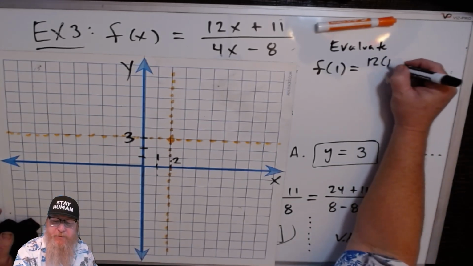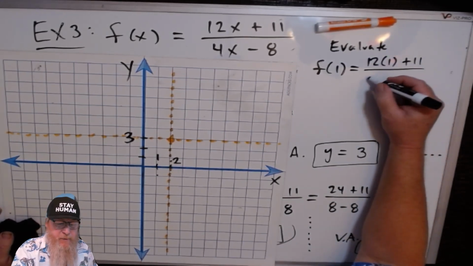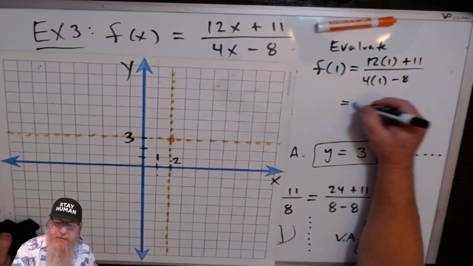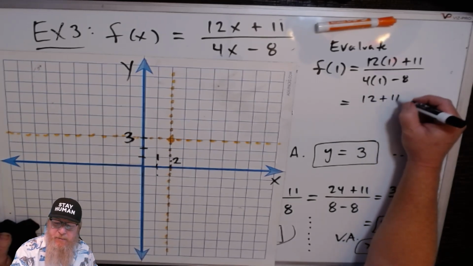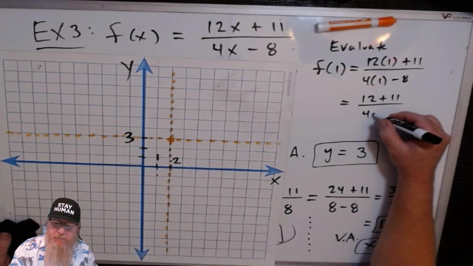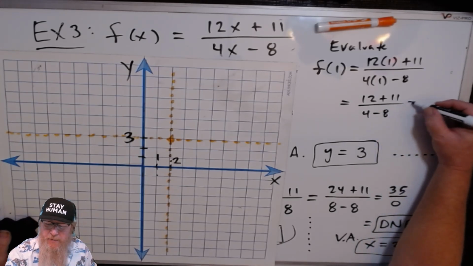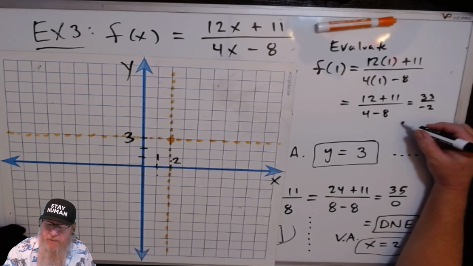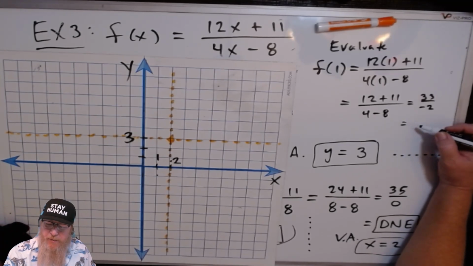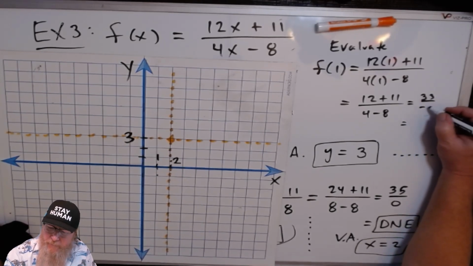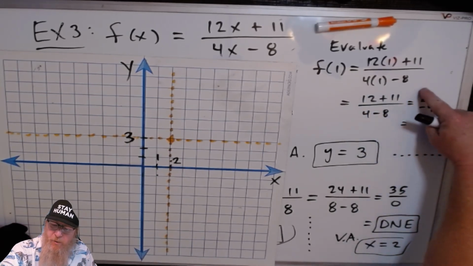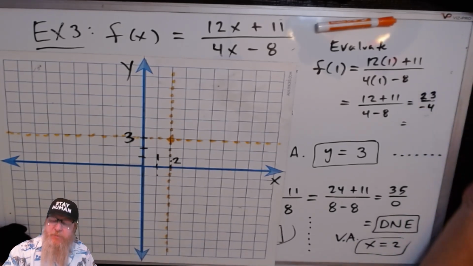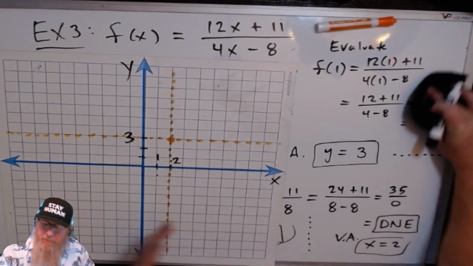So 12 times 1 plus 11 over 4 times 1 minus 8. I regret my choice now. 4 minus 8. 33 over negative 4, sorry. So the top is, it's not 33, sorry. God, I should really use my calculator. It's 23 over negative 4.